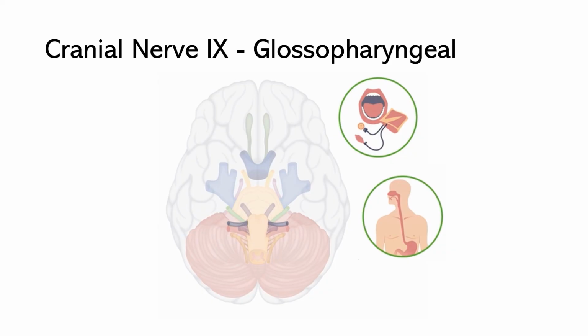blood. It's also responsible for sensations of touch, pain, and thermal sensations in your ears and your throat. Kind of weird, interesting combo. The motor nerves are going to be responsible for swallowing as well as saliva secretions.